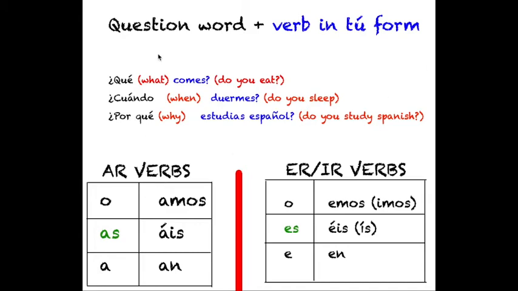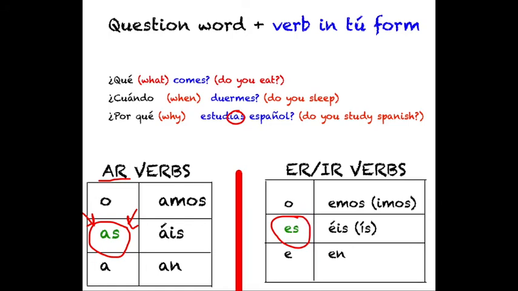And what I mean about the tú form is we are going to conjugate our verb here in the tú form, meaning the you form. We're going to ask questions to another person directly. Remember, if it's an AR verb, the tú form is going to get an AS on it, like we saw with ¿Por qué estudias español? See? And if it's an ER or IR verb, your tú form is going to end with an ES, like comer, ¿qué comes? Or dormir, ¿cuándo duermes? See?